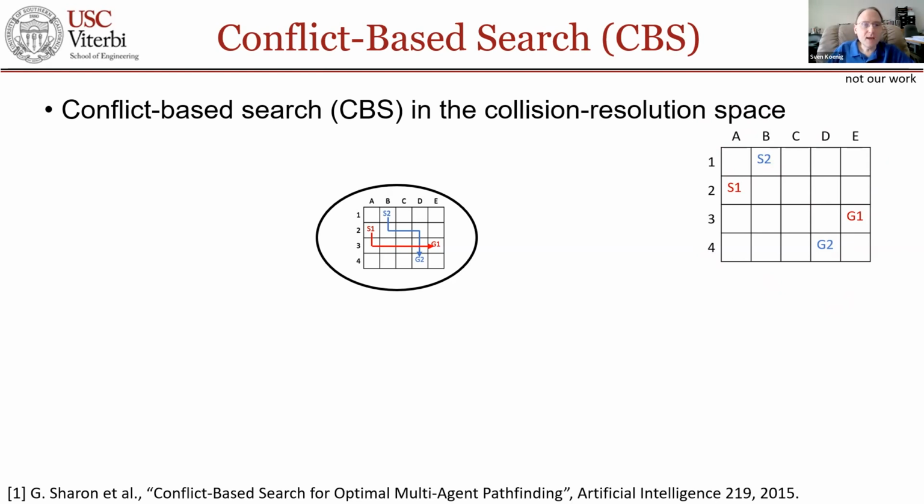So we do that by finding a shortest path for the red agent here, from here to here, without considering even the presence of the blue agent, right? And so such a path is shown here. And then we do the same thing for the blue agent, shortest path for the blue agent from here to here, without considering even that the red agent is present. That gives us this path here.